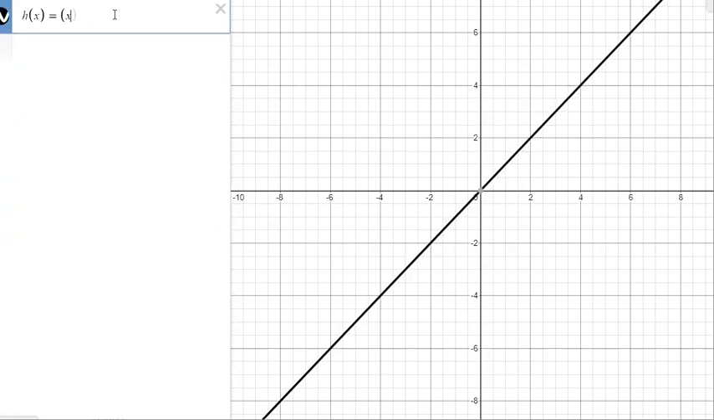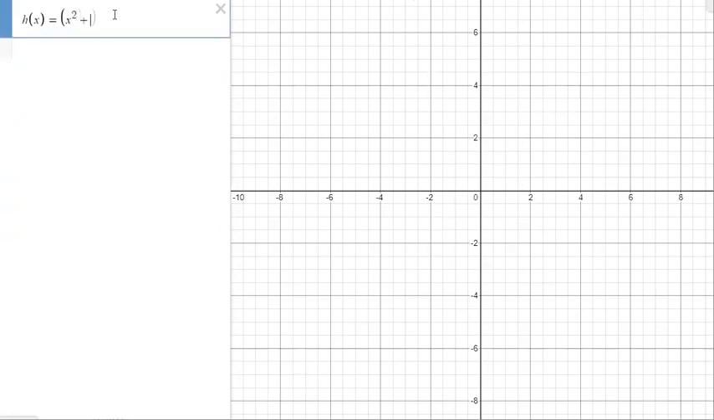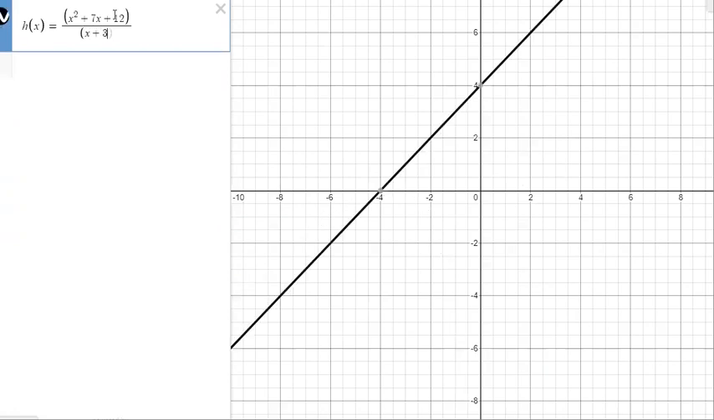Okay, I'm putting all this in parentheses so I don't get it confused with anything else. And we're going to divide it by (x plus 3). Put that in parentheses. Yep. And there we have it. That's our function. Notice that it is the line x plus 4 because that is our oblique asymptote. So our oblique asymptote was x plus 4. It's the exact same line.